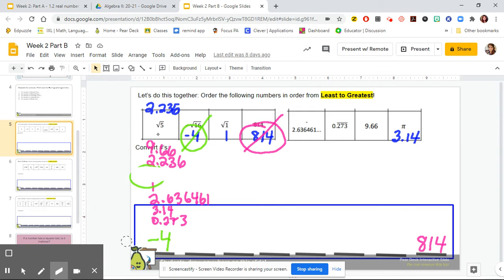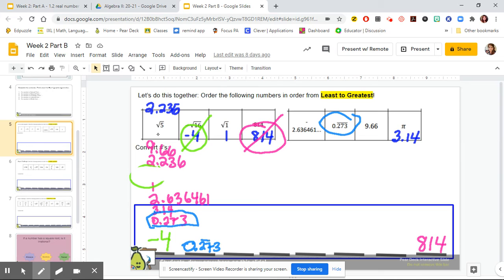The next number that's the smallest, I have a couple decimals here. I have 0.273, and that is the smallest decimal. 0 is smaller than 1, 2, 3, 2, and 9. So that's going to be my next number. Now, if I look at it, the original problem has a repeating symbol, so I have to make sure I put that there, and make sure I put the repeating symbol above it. I'm done with that one, so I'm going to erase it from my list.